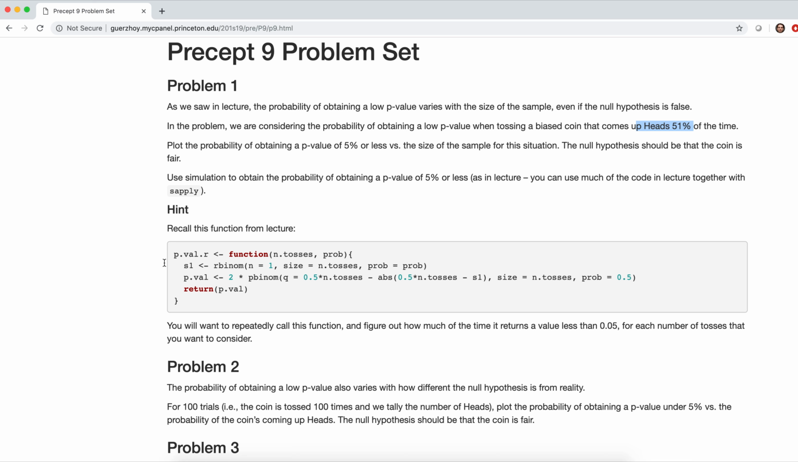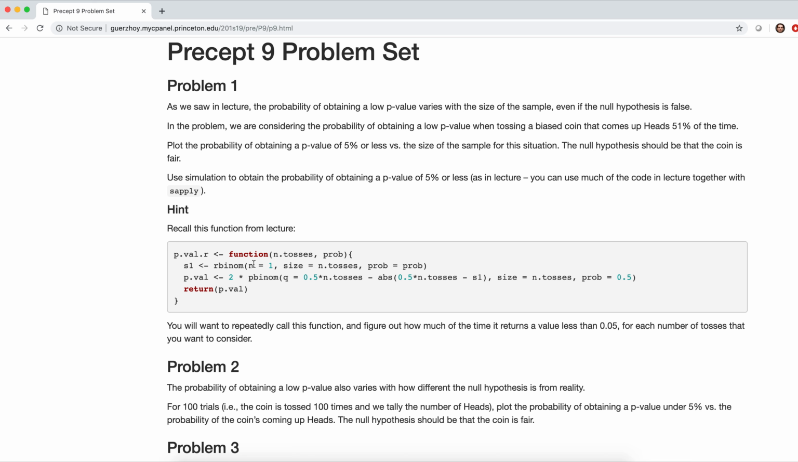So you toss the coin n tosses times, and this many times you obtain a p-value that's 5% or less. So you do many experiments, and then you're saying, well, what portion of those experiments did we get a low p-value? All right. So let's look at this function for a second.